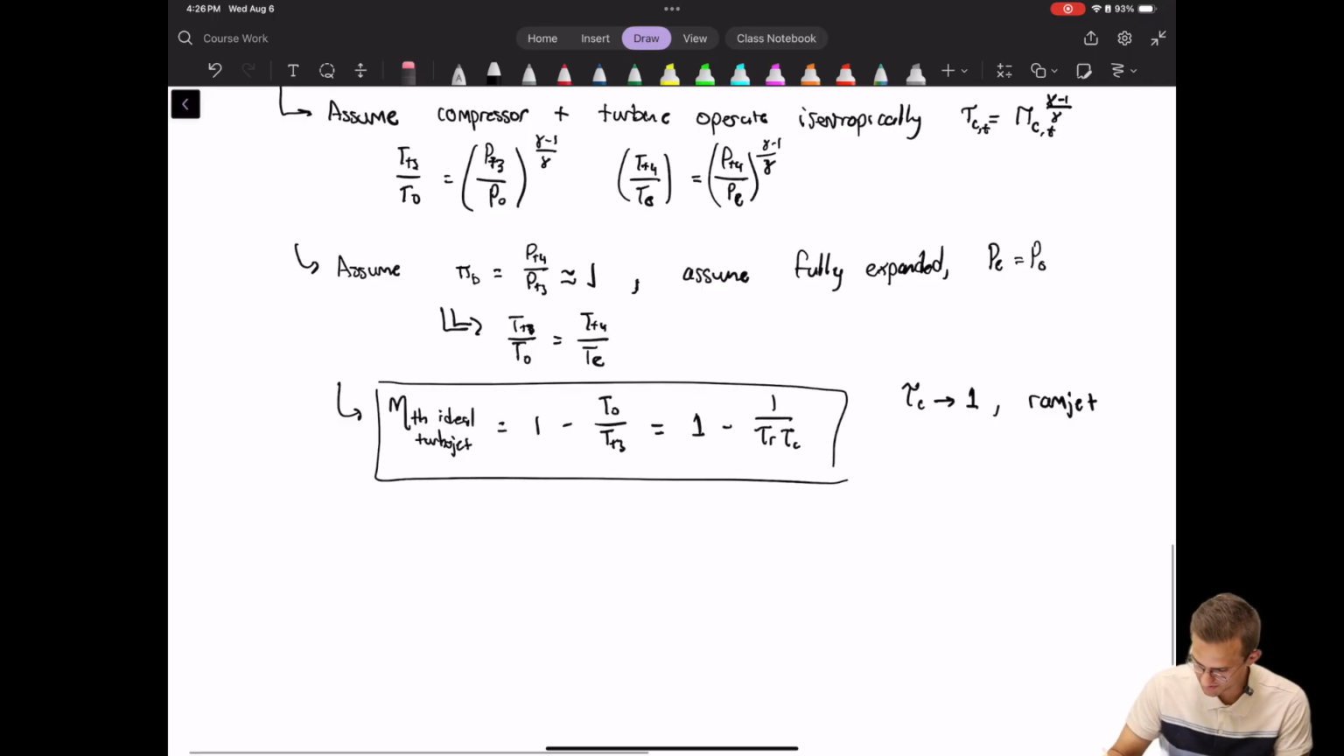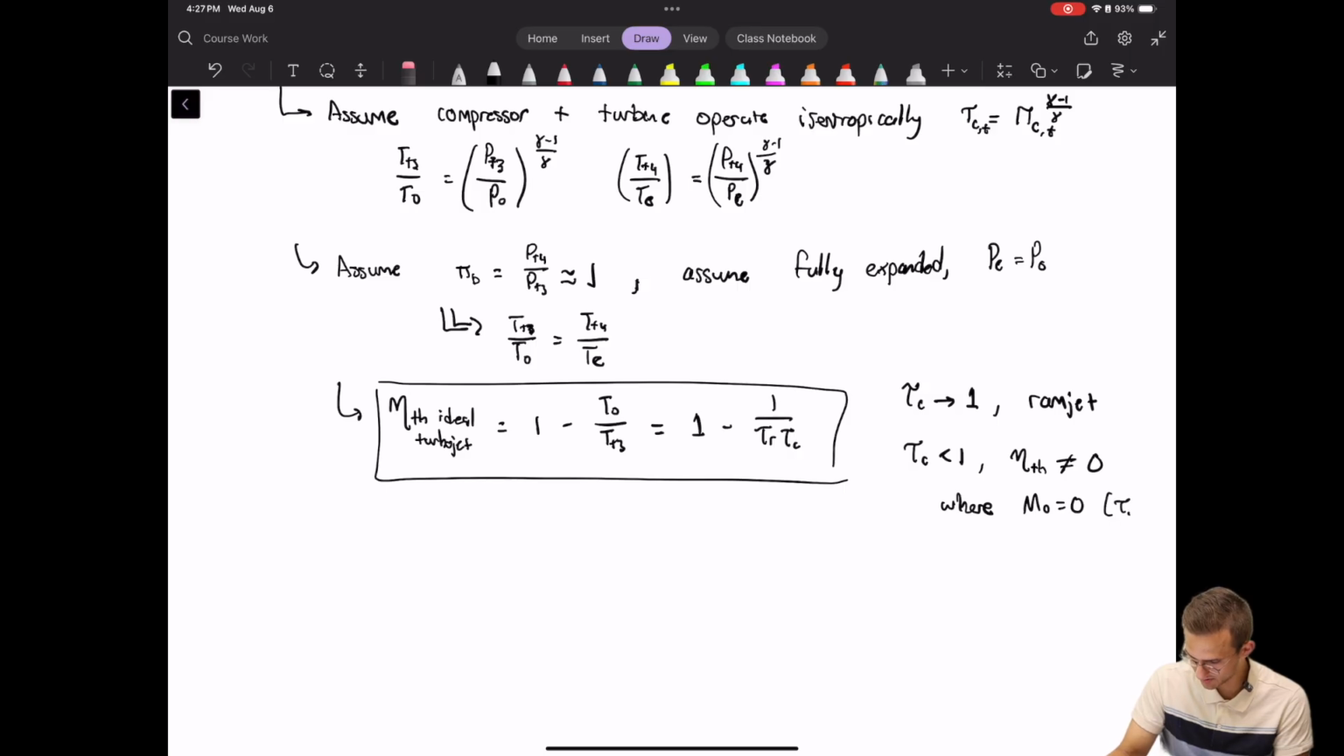That means that our analysis is sound. And then you can also note that if tau C is greater than 1, then the thermal efficiency is not equal to 0 at Mach number equal to 0. In other words, it's not equal to 0 where M naught equals 0, which is the same as tau R being equal to 1.